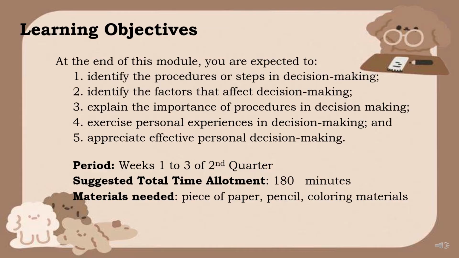For the period, weeks 1 to 3 of the second quarter, you are given a suggested total time allotment of 180 minutes. The materials needed are paper, pencil, and coloring materials.